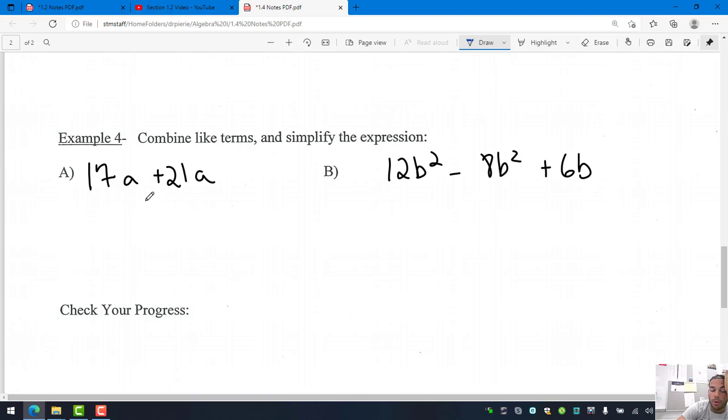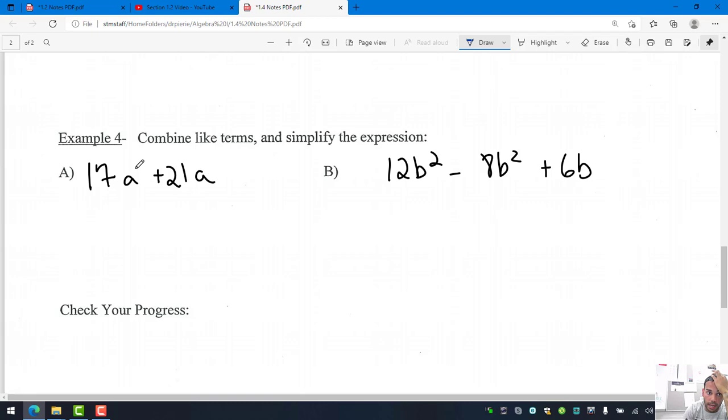In order for terms to be like, you need two different things. You need them to have the same variable. In this case, they do. They both have the letter a attached to them, and they both need to be raised to the same exponent. In this case, they are. You can imagine a little imaginary 1 above both these things. Both of these are being raised to the first power. It's 17a plus 21a. Because these have the same variable and are raised to the same power, we can squeeze these two terms together.